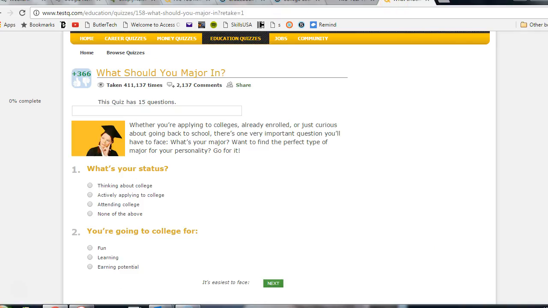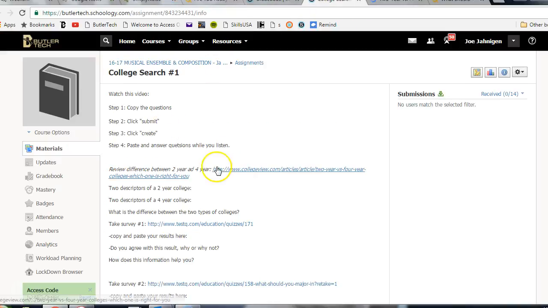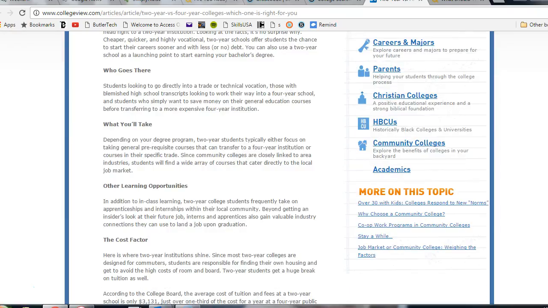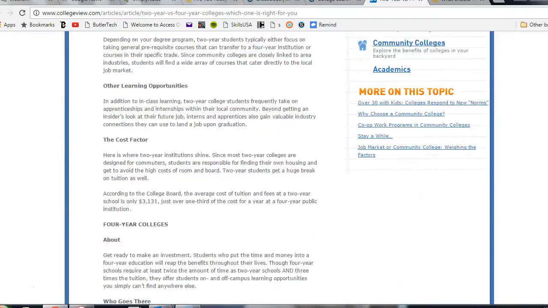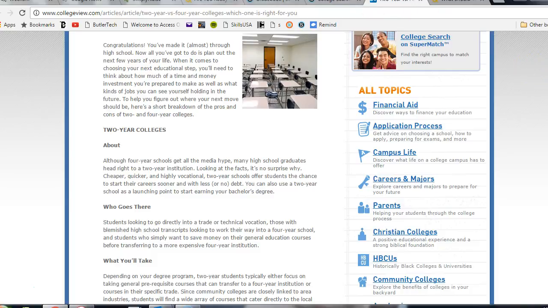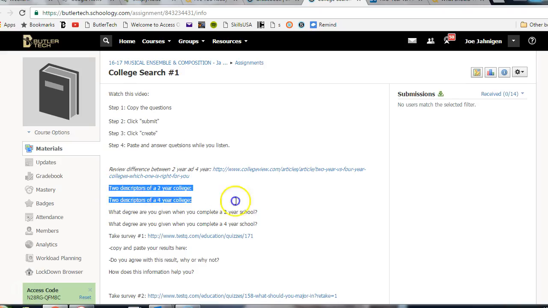All right, the first thing you're gonna do is click the link that says right here, difference between a 2- and a 4-year school. This is just a short thing to read through. It has kind of the differences between 2- and 4-year, and then I've got two questions at the end of the assignment, so you read through these questions and answer after you read through that page about 2- to 4-year schools. What's really important is what degrees are you given from each school.